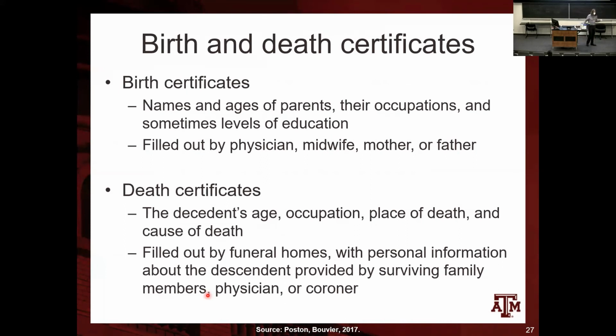What exactly do birth certificates have? Like I just said, the names and ages of parents, their occupations, and sometimes level of education. It is filled out by the physician, midwife, or mother or father. I fill out the ones for my children, for example. Death certificates have information about the age, occupation, place of death, and cause of death of the person. They are filled out by funeral homes, with personal information about the decedent provided by a surviving family member, a physician, or a coroner, okay?